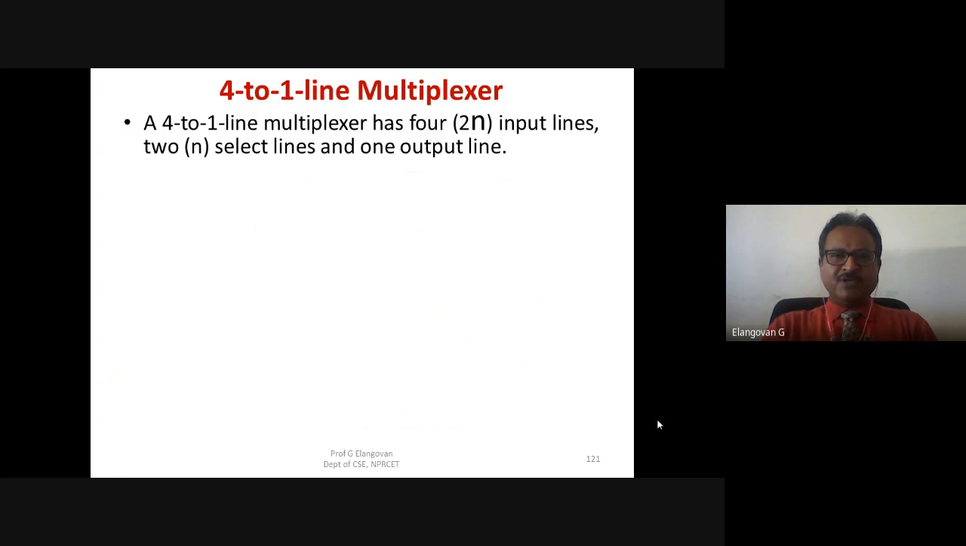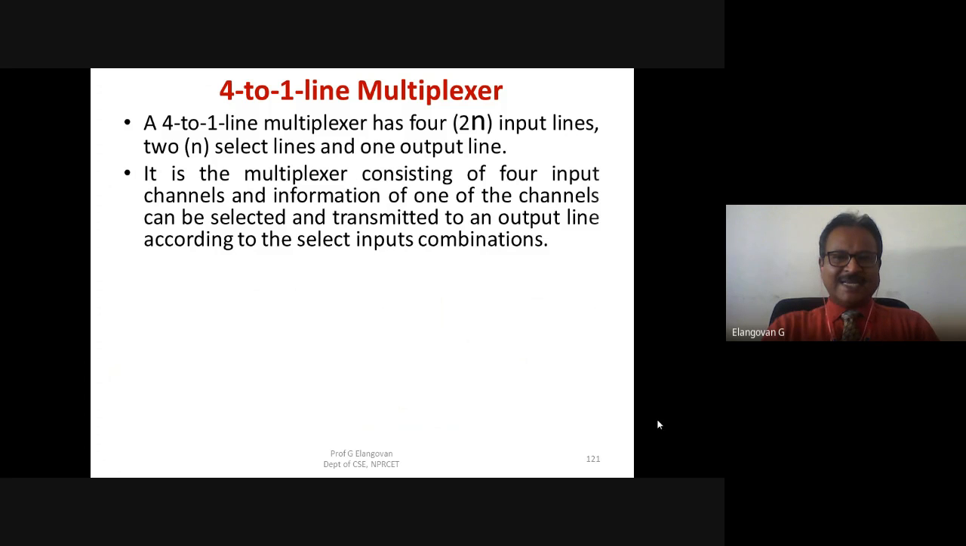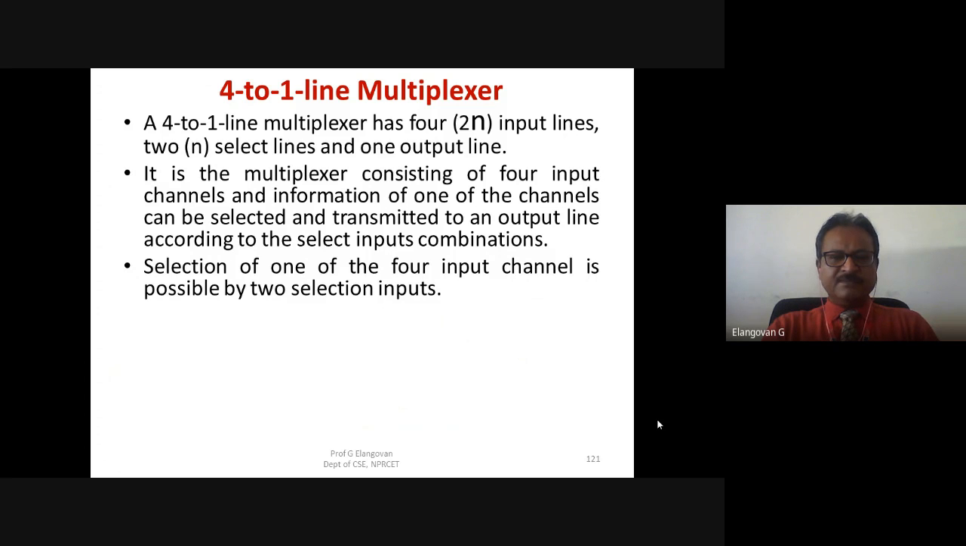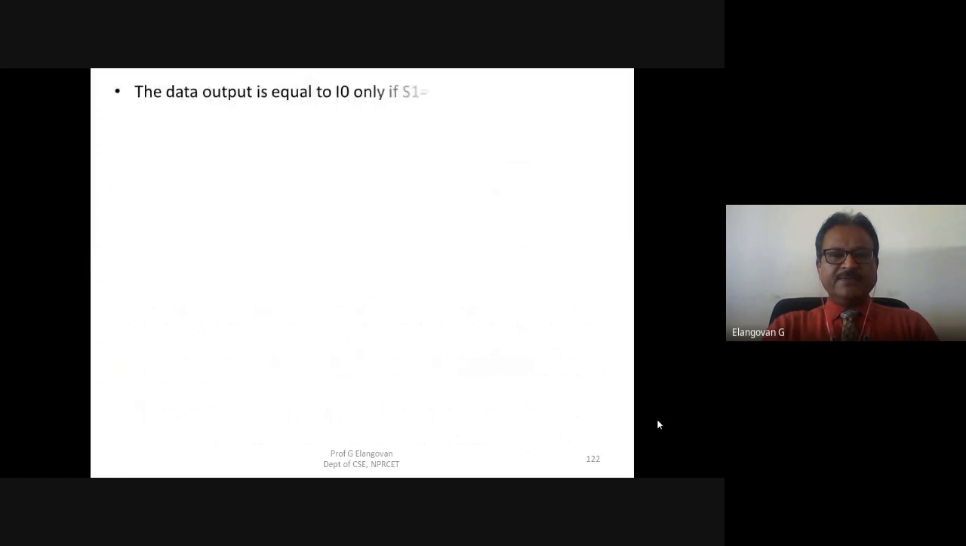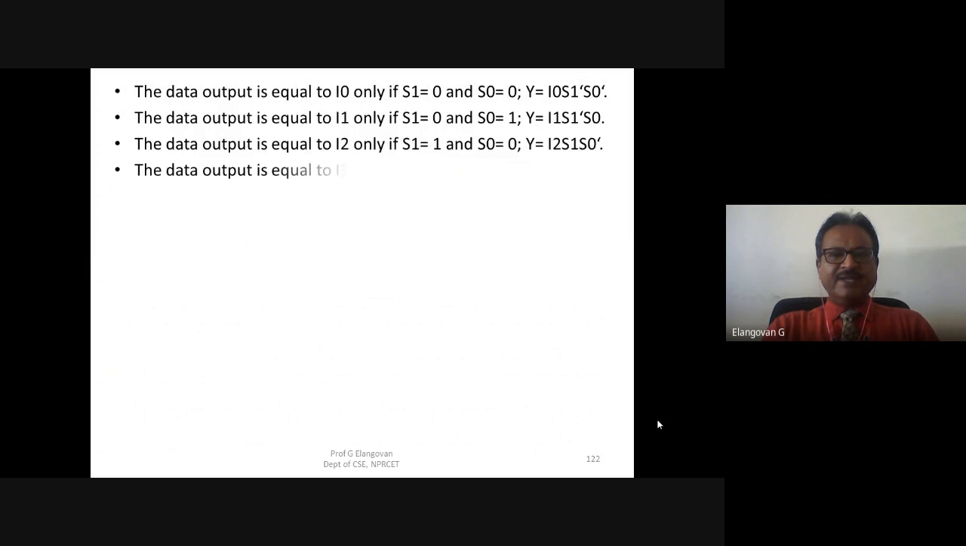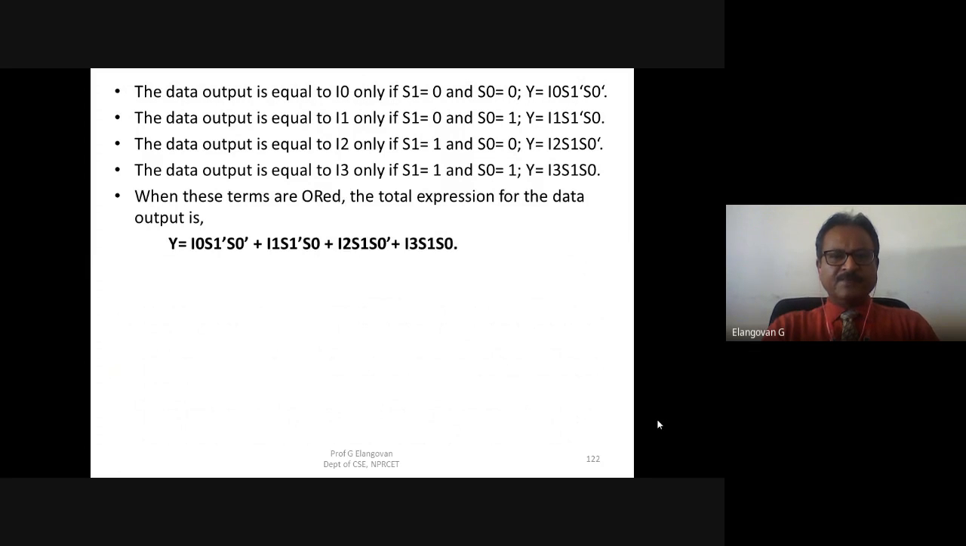Similarly, the 4 to 1 multiplexer. There are 4 inputs, so to select any one among the 4, we need 2 select signals. The table can be drawn like this. For the expression of output y, when both select signals s1 s0 are 0 0, I naught becomes equal to y. That is the way we can represent it.